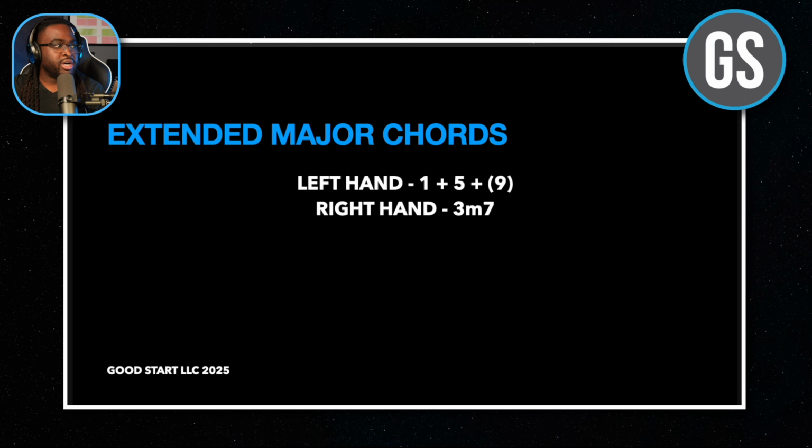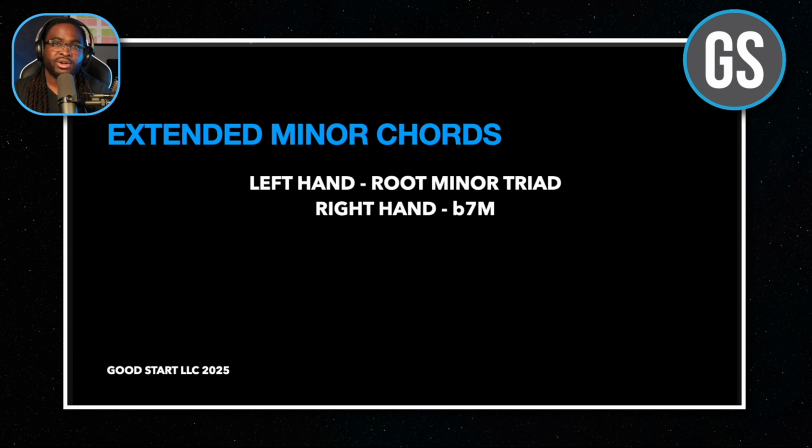Now we can move on into our extended minor chord. So for our extended minor, we're going to use the root. So if the root note is C, we'll use a C minor, or if the root note is A, we'll use A minor. We're going to use a root note minor triad. All right, in the right hand, we'll play the flat 7th degree major.